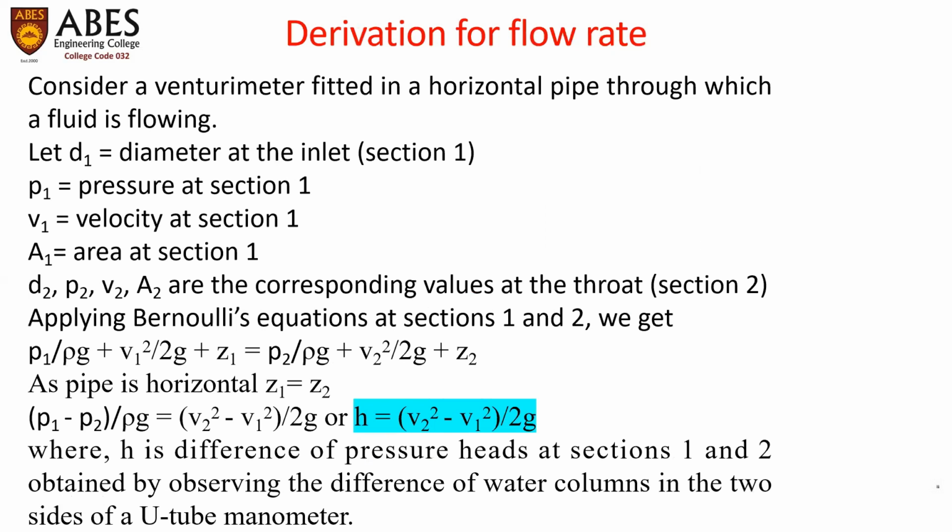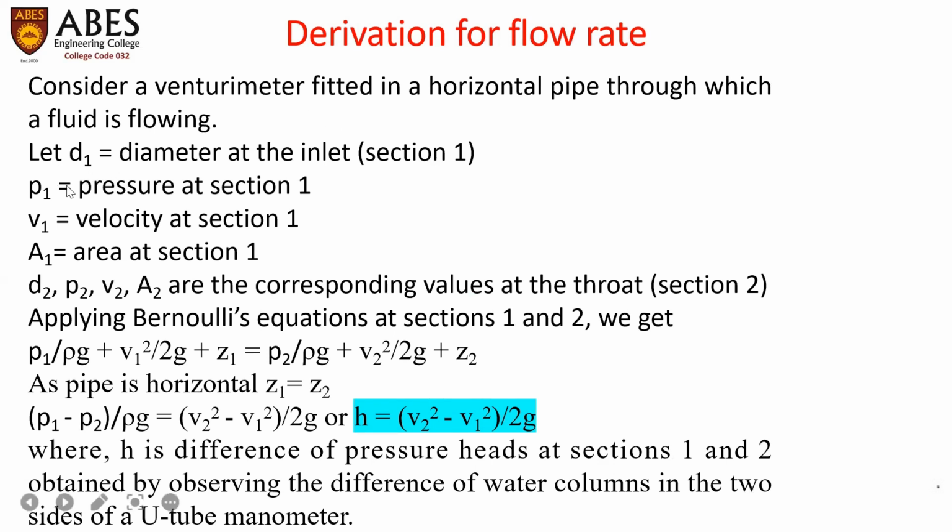Next, we can see the derivation for the flow rate. Basically, Venturimeter is used for calculating the flow rate. So here you can see, consider a Venturimeter fitted in a horizontal pipe. First of all, we take a horizontal pipeline and the Venturimeter is fitted in this. The fluid is flowing from left to right, as I have shown you earlier in the diagram.